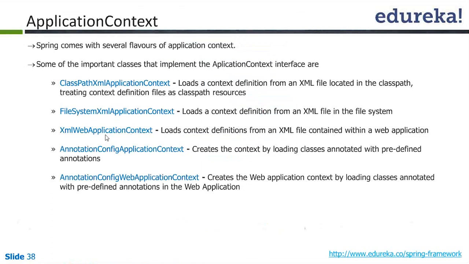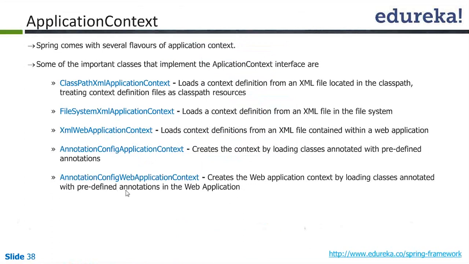So we need to go with defining the path from the context root. Annotation config application context creates the context by loading classes annotated with the predefined annotations. So this is what we are talking about, annotation based configuration. For example, you need to configure this in one of the XML files to tell that, boss, I have some classes annotated. So please include that configuration along with declarative configuration so that we can convey using annotation config application context.